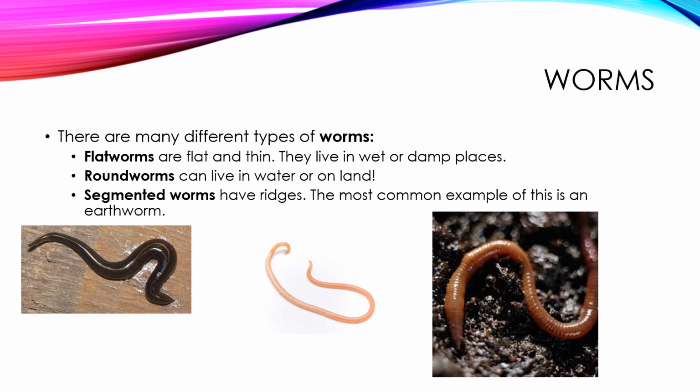Segmented worms are the types of worms that have ridges. The most common example of this is an earthworm, which you've probably seen before, maybe after it rains. As you can see by looking at these creatures, it doesn't really look like they've got a backbone. In fact, they don't have any bones.